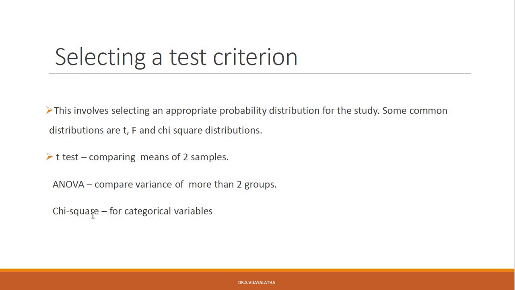For categorical variables, we can use chi-square. For example, suppose we want to check how good an immunization is. We may be collecting data on the immunized people, how many had the disease and how many did not get the disease, and in a group of people not immunized, how many had the disease and how many did not have the disease. So when we have data of such nature, we can use chi-square for our test.